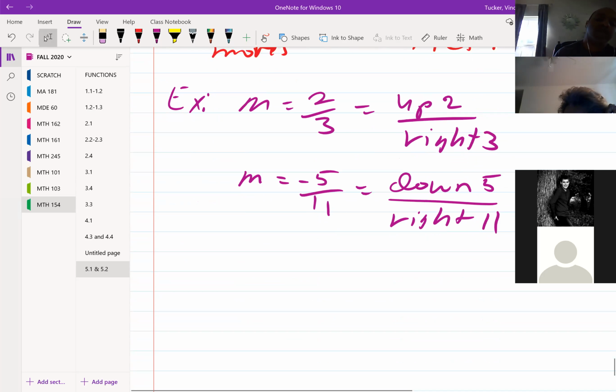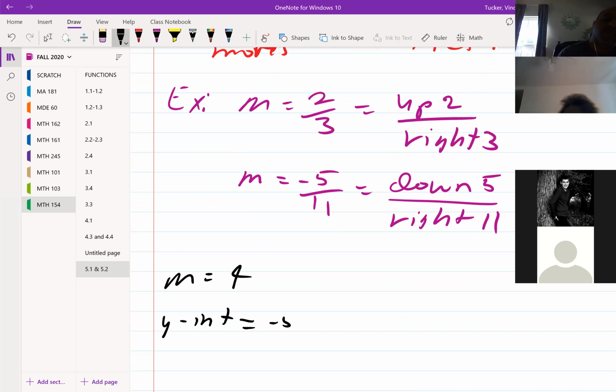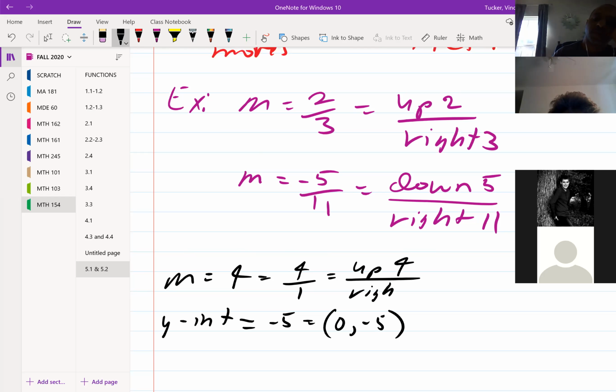All right. So we were at, our slope is 4. Y-intercept is -5. We said the coordinate of our y-intercept is going to be 0, -5. X is always 0. Here I have a +4 or a +1 as a fraction. Don't forget your number standing alone means that you have 1 in the denominator. So that's going to be up 4, right 1.